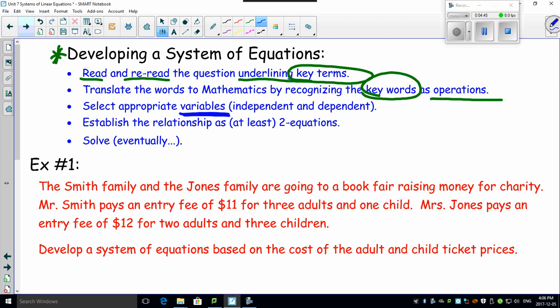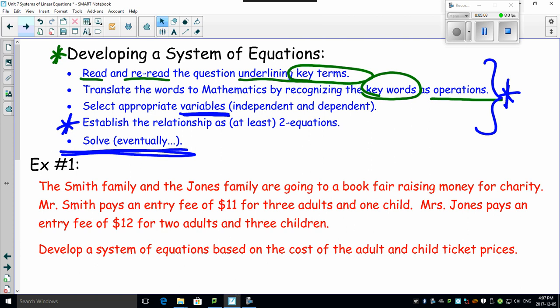We can put n, and so on. We don't have to always go with x's and y's. Then establish the relationship. So in other words, this is where you're actually writing the equation out. And the solving part, we're going to do in the next little chapter here. I'll show you how to do that eventually. I want to concentrate on developing the system now because I think that's what's really, really important.